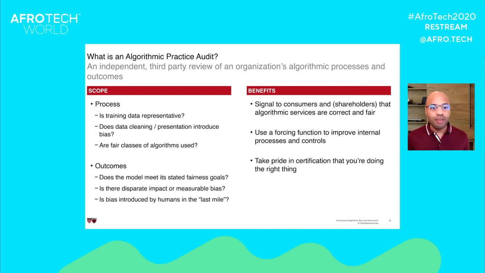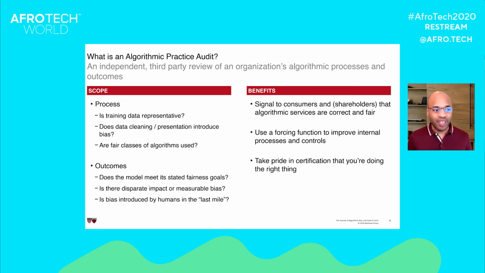On the process front, we might evaluate questions like, are we using a representative training data set to train our model? We might also question whether or not the organization is using fair classes of algorithms, when they exist, to train models. On the outcome front, we might evaluate the actual fairness objective that was in the fairness statement. Is the model meeting the stated fairness goals? We might also be able to look at whether or not bias is introduced by humans in the last mile of the algorithmic decision-making process, right? So in that stage where the algorithm has made a prediction and then it takes a human to go and implement it and turn it into a decision.